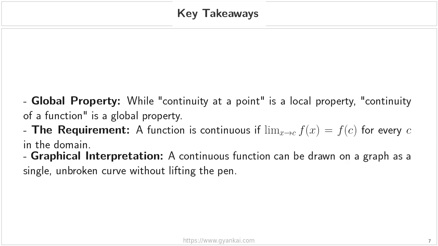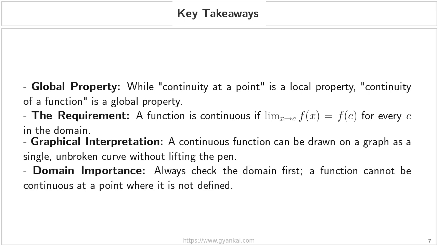Now, if you prefer a more visual approach, think of the graphical interpretation. In the simplest terms, a continuous function is one that you can draw on a graph as a single, unbroken curve without ever having to lift your pen from the paper. If there are no holes, jumps, or vertical asymptotes within the domain, the function is continuous.